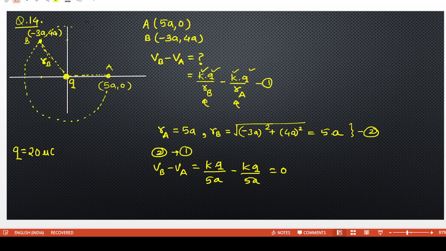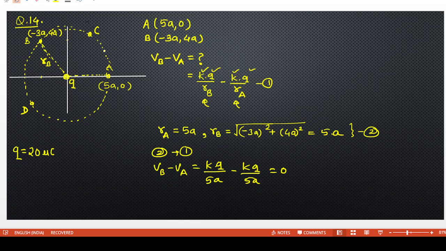We know because of a point charge, the shape of the equipotential surface is a sphere. Yes or no? They are on the same surface. They are not on two different spheres. They are on the same sphere. You can take this point C also. Potential at C will also be equal to B, will also be equal to A. You can take this point D also. Its potential will also be the same as B, same as C, same as A, because all of them are on the same surface.